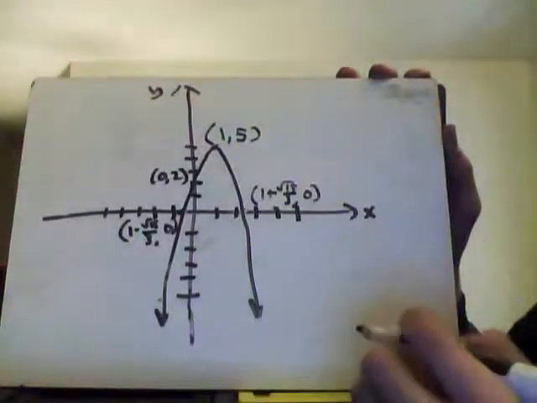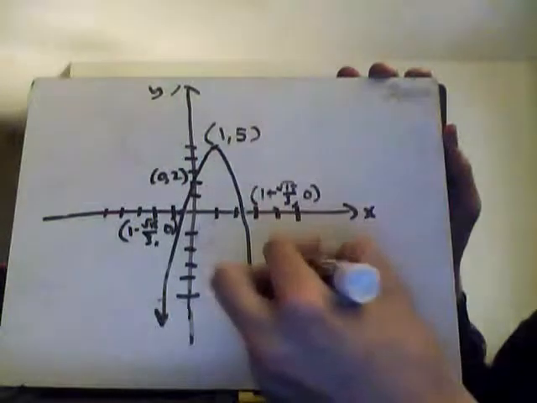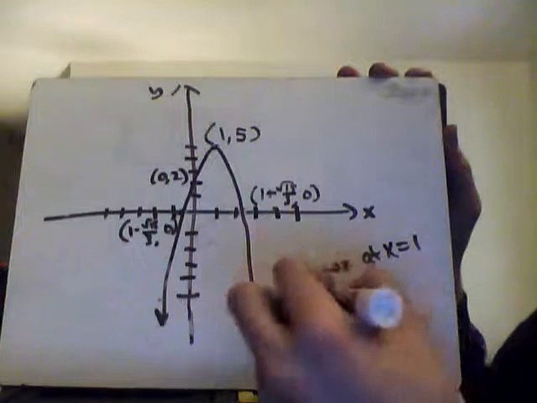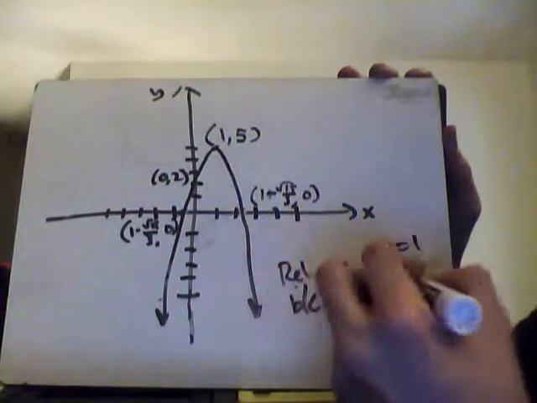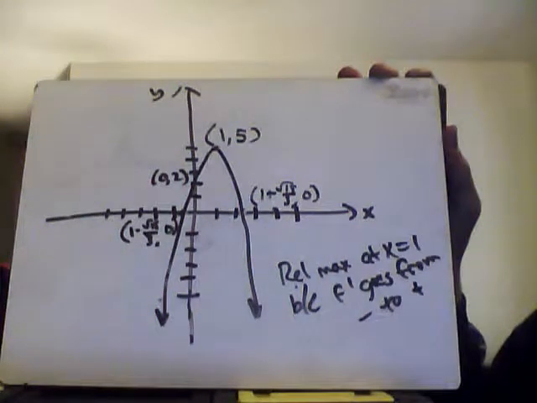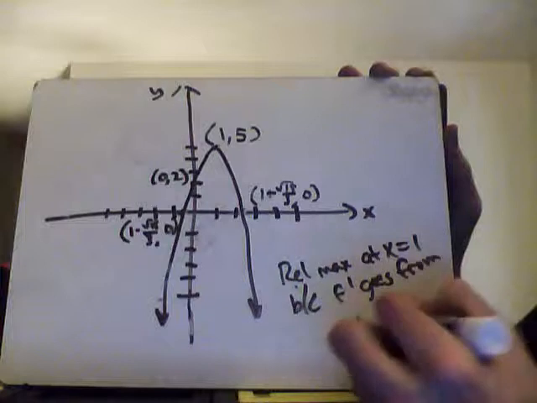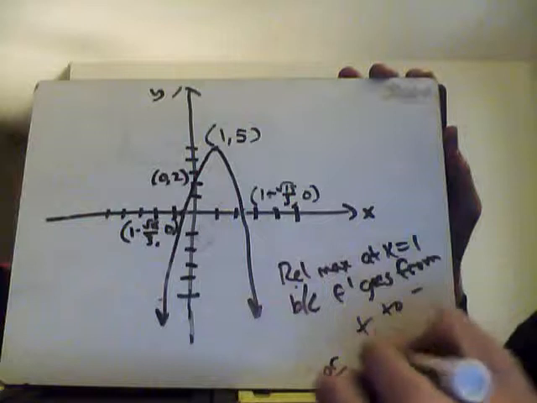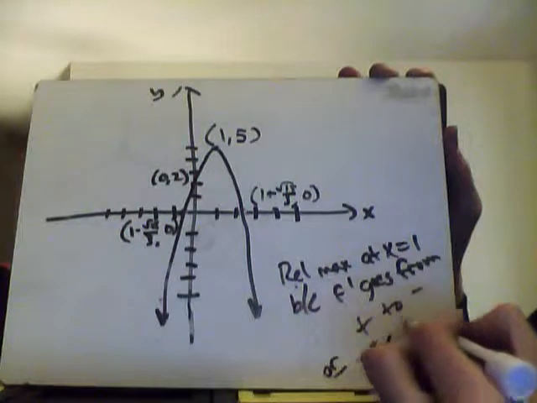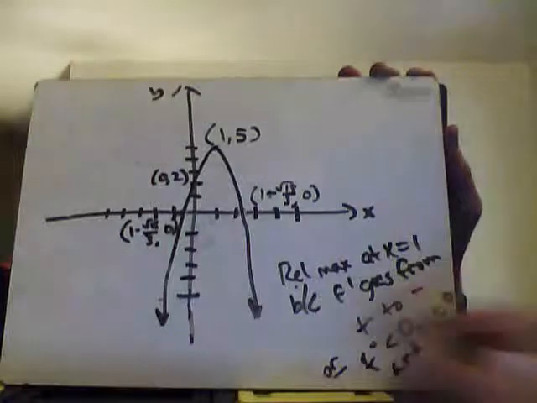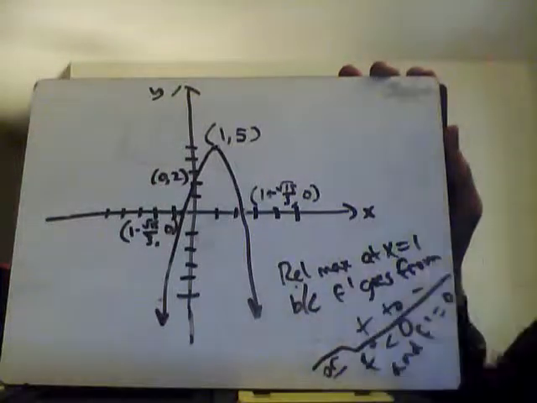So again, if we have to justify that we have a relative maximum at x is equal to 1, we would say because f prime goes from negative to positive. Oh, no, who's saying that? No, it goes from positive to negative. Or we would say f double prime is less than 0 and f prime is equal to 0 at this point. So we got 2 different ways that we can justify this.